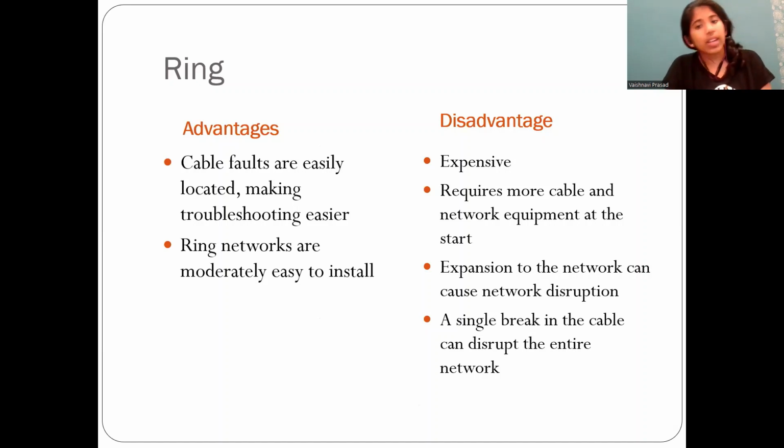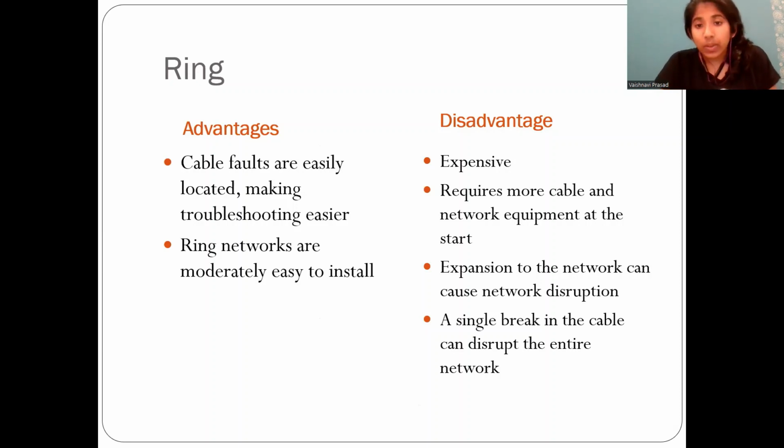Here are the advantages and the disadvantages. Advantage: cable faults are easily located, making troubleshooting easy. Compared to bus topology, in ring topology cable faults are easily located, but in bus topology, they are not easily located, and troubleshooting is easy. In bus, it's hard. Ring networks are moderately easy to install.